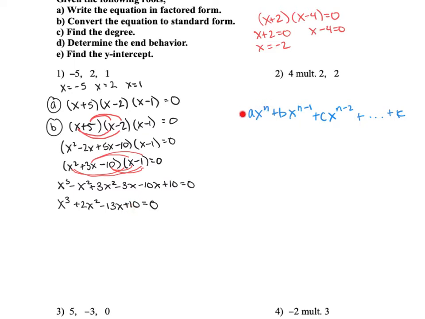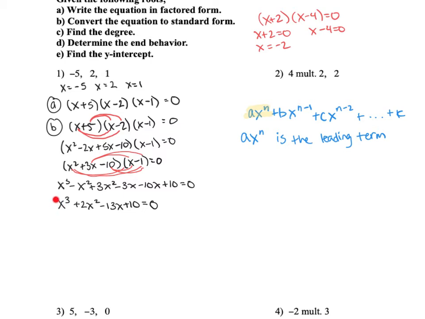Now I particularly want to talk about this term up in front. So this one right here. Now this ax to the power of n is the leading term, is what we're going to call that. Now, there may not always be a visible coefficient. So for instance, for problem number 1, we have x cubed.